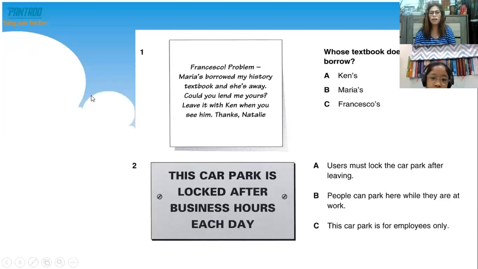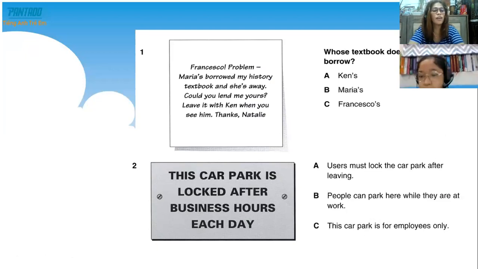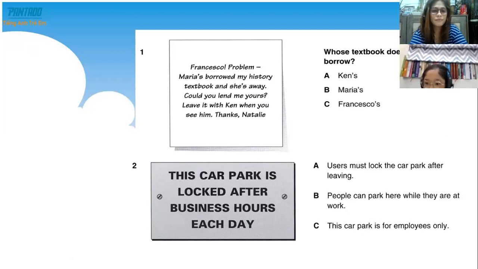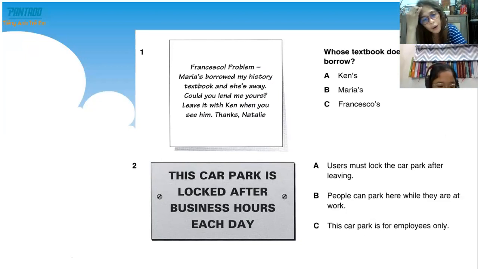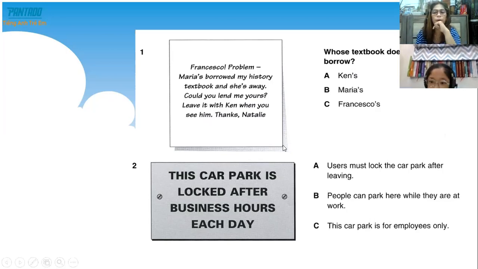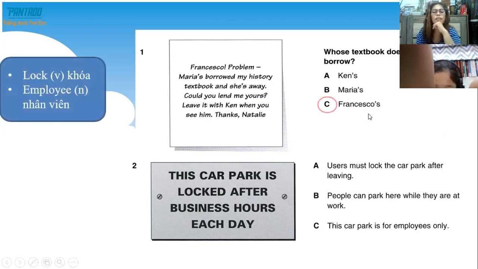Okay, very good. What a wide comprehension you have. Now let us see. Can you please answer this one? Please read and then understand. I think it's C, Francisco. Okay, Francisco's problem: Maria's borrowed my history textbook and she's away. Could you lend me yours? Leave it with Ken when you see him. Thanks, Natalie. Whose textbook does Natalie want to borrow? Francisco. Francisco, very good.